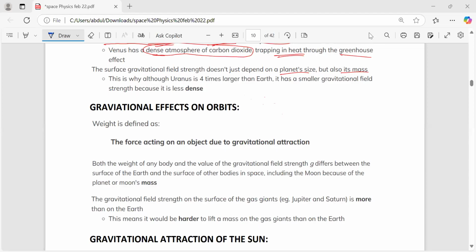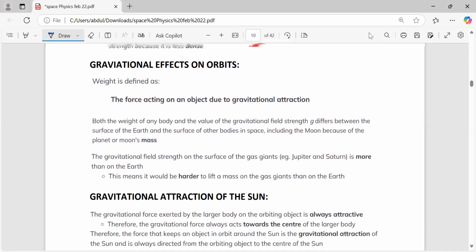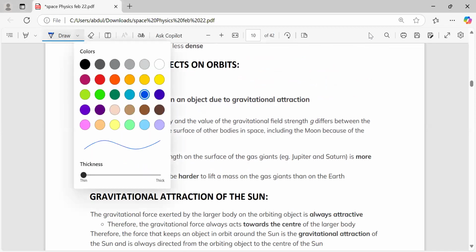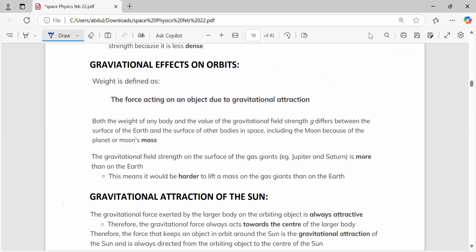Okay, my dear friends, now we are supposed to start with gravitational effects on orbits. These things are very common, which we know already very well, but let's continue. No worries at all. So what is this telling?